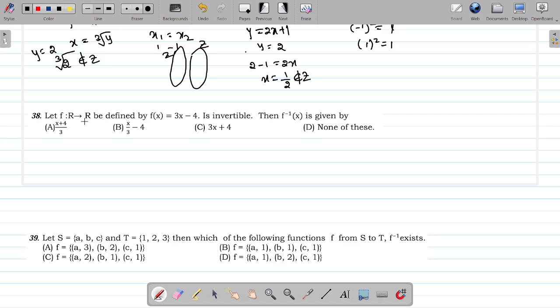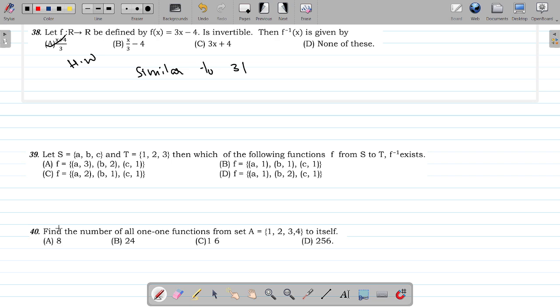Next question. Let f from R to R be defined by f of x equal to 3x minus 4. If it is invertible, then f inverse of x is given by. So you can do this as homework. We have solved question number 31, and it is similar to 31. So we will get the answer as option A.